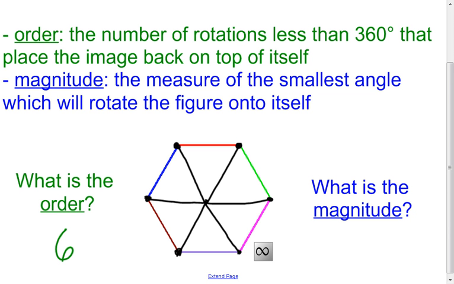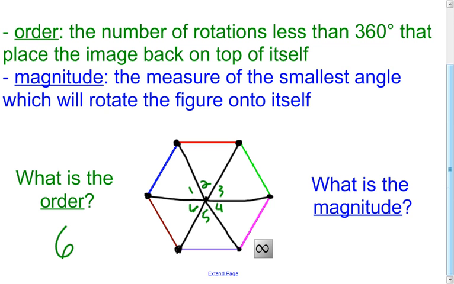Now I look at this and I have 1, 2, 3, 4, 5, 6 angle measures in there, which is going to help me calculate the magnitude. Because if I were to add up all 6 of those angles, it would equal 360 degrees. Well, if I take 360 and divide it by the 6 angles that are in there, I'm going to get a 60-degree angle. So the magnitude for this regular hexagon is 60 degrees.